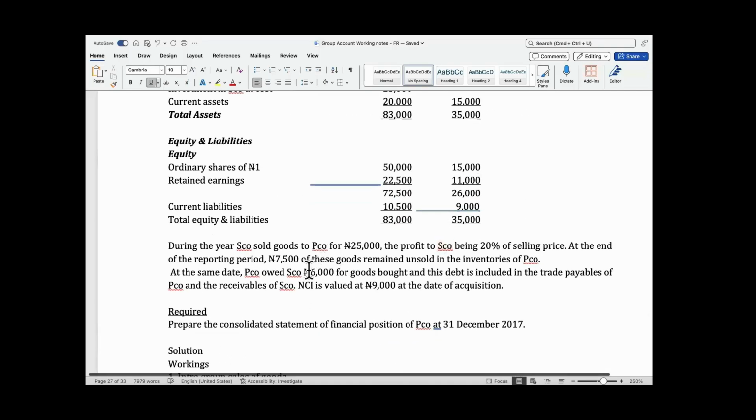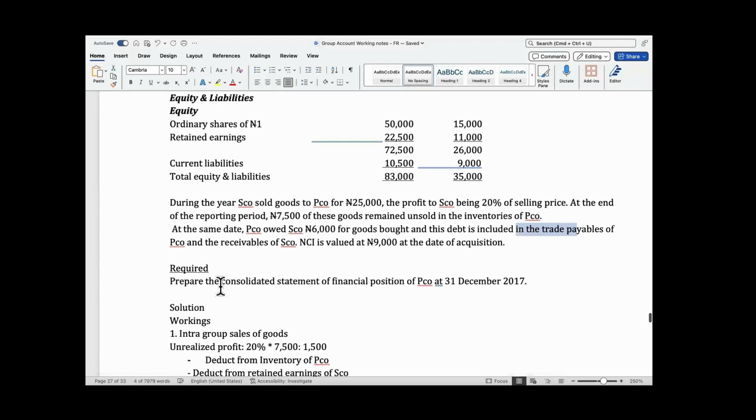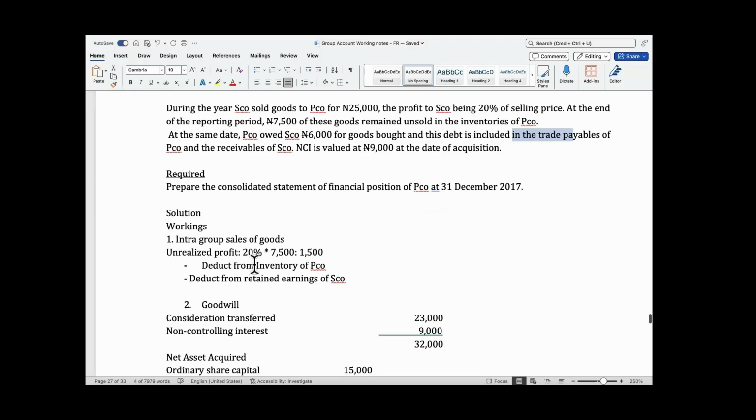So this 6,000 is not the goods remaining. It's the amount included in trade payables and trade receivables. Of course, it will have been from transactions between the two of them. So you cancel those ones out, just like we have explained before. For the unrealized profit, you remove it from the inventory of the one that bought it, that's the profit element too, and also from the retained earnings of the one making the profit.